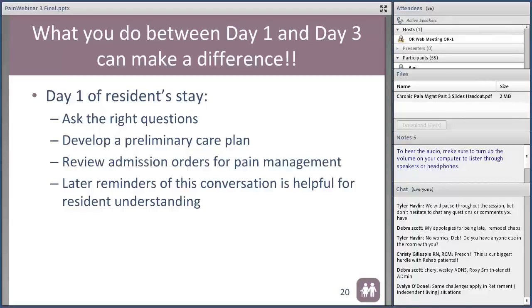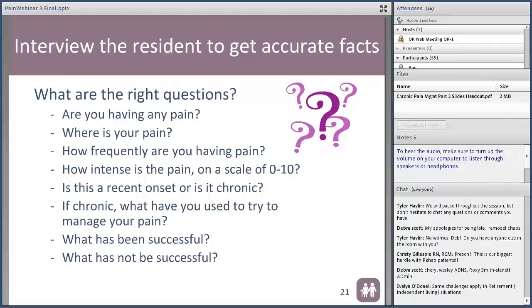So what kind of questions do we ask? Are you having pain? Where's your pain? How frequently are you having the pain? How intense is the pain on a scale of 0 to 10? And that's a good time, again, that we can start talking about what 0 to 10 means. If I say I'm at a 4 level, what does that mean? Is this a recent onset or is it chronic?